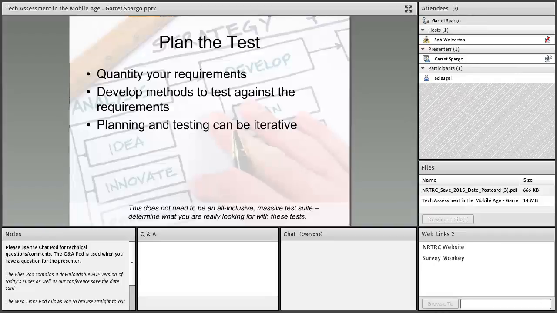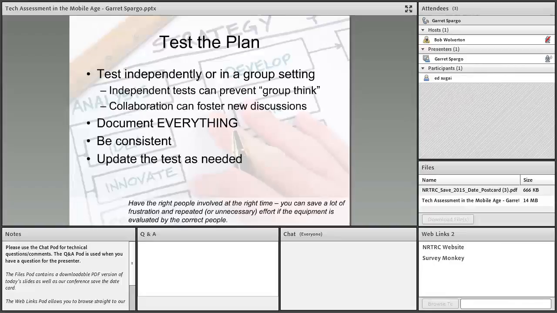Now, I say stick to as best as you can because this is likely going to be iterative. You're going to, as I said, get that application in, get that product in, and go, wow, this is a killer app. I needed all applications to do this. So you have to go back and update your test plan accordingly.